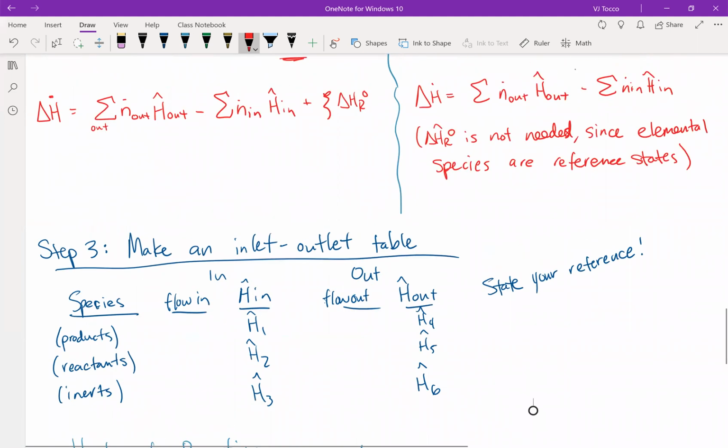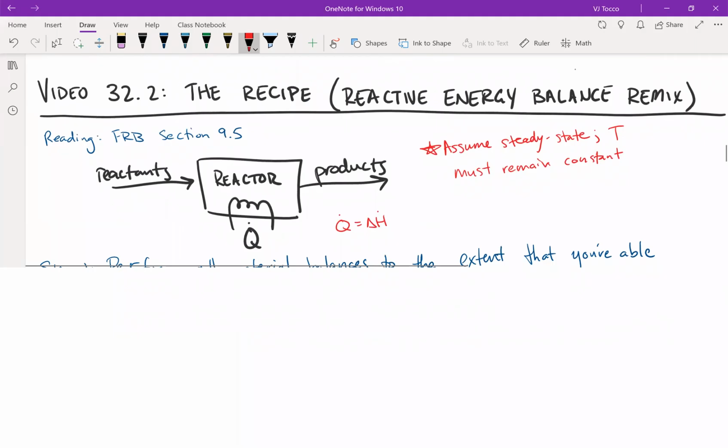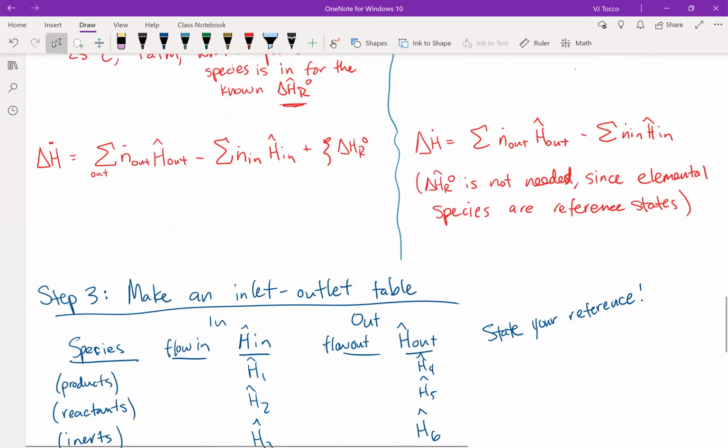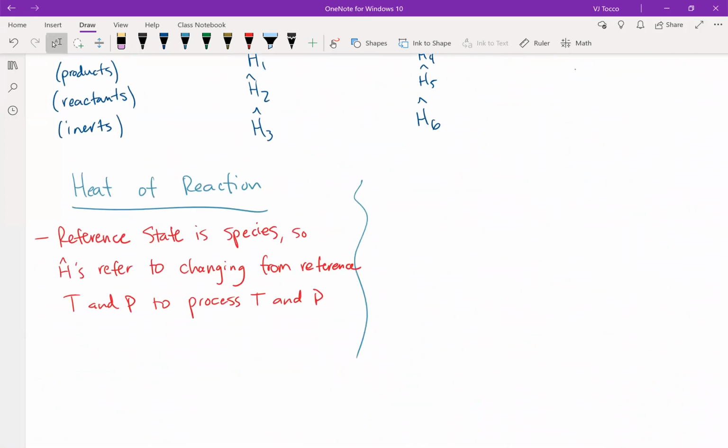So let's say that my products up here are at, instead of 25 C in 1 atmosphere, 60 C and 2 atmospheres. Well, because all of my reference states are 25 C in 1 atmosphere, all of my H hats are simply going to change from those reference states to my process conditions, 60 C in 2 atmospheres. So bringing back in methods from chapter 8, Cp delta T and V hat delta P if it is a liquid, for figuring out what the enthalpy change is.